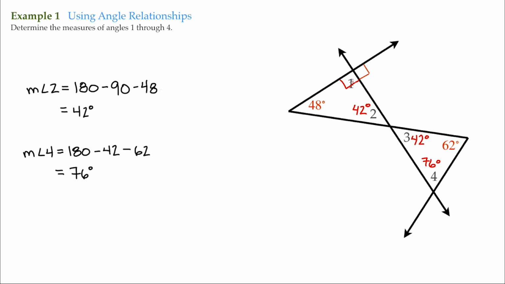So the measure of angle 1 is 90 degrees. The measure of angle 2 is 42 degrees. The measure of angle 3 is also 42 degrees. And the measure of angle 4 is 76 degrees.